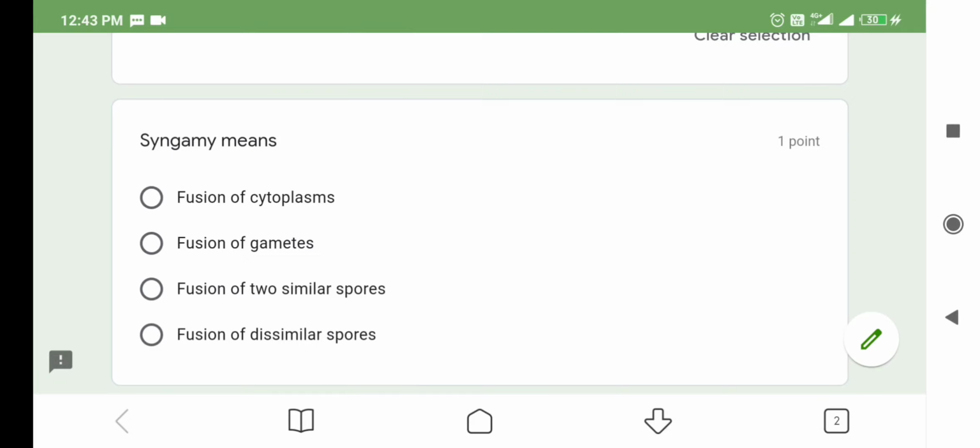What do you mean by syngamy? Syngamy means fertilization. It's another term for fertilization. Fertilization involves the fusion of gametes, that is both male and female gametes. So here syngamy means fusion of gametes.